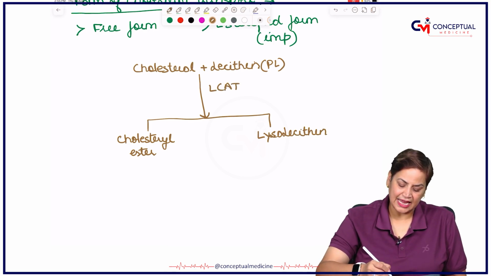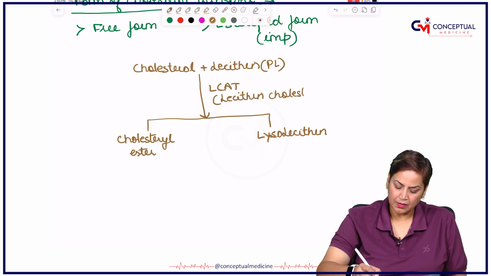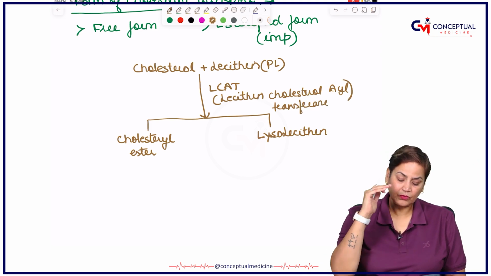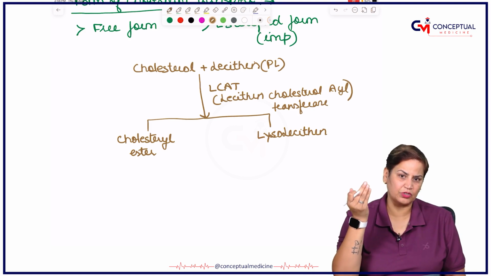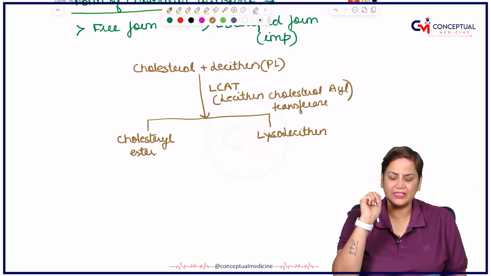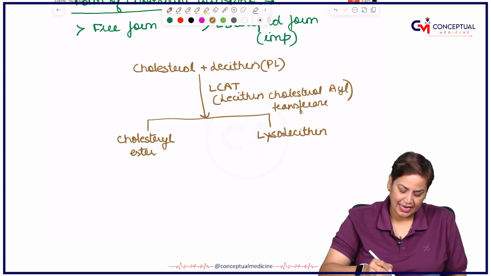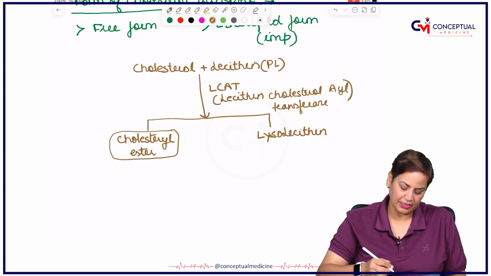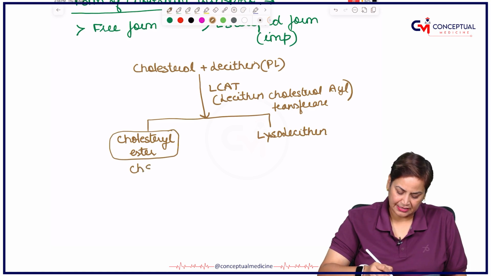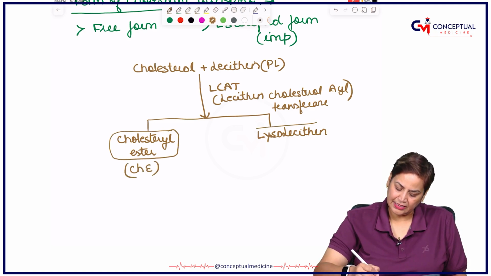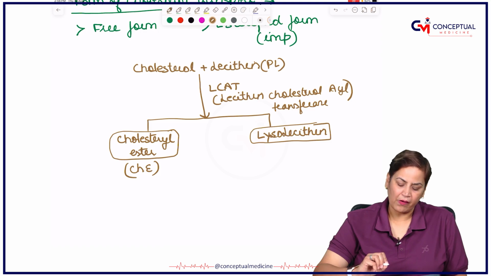And this LCAT stands for lecithin cholesterol acyltransferase. Right? So cholesterol will combine with a phospholipid in the presence of the enzyme LCAT, forming cholesteryl ester, and this is the form in which cholesterol is moving, cholesteryl ester. And this is lysolecithin. Okay.